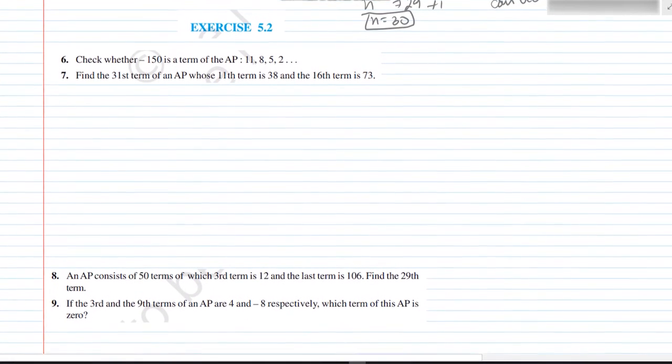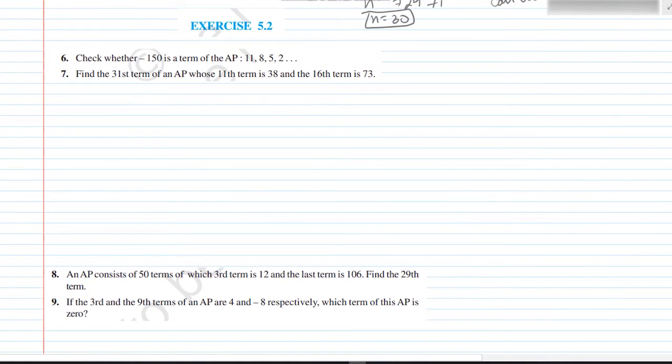So let's go for this exercise 5.2. The rest you can do; I have taken some basic terms so that you can find the complex ones. You don't want the whole exercise, right?